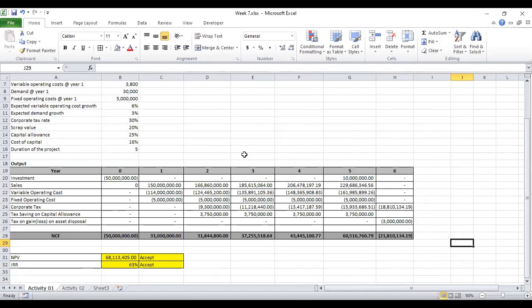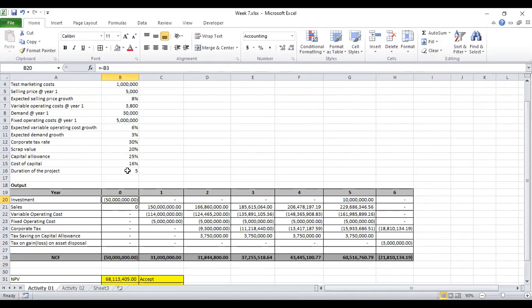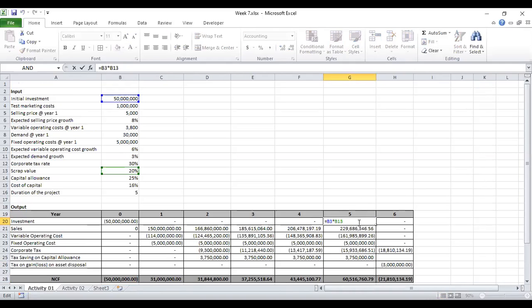So Lakshita, first tell me how you have taken the scrap value of the investment. Okay, you have taken it as a reference. So you have taken the initial one. Yes, good. So you have done it perfectly correct. Then the sales. Can you show us the first year sales? There you have taken the selling price and the demand.